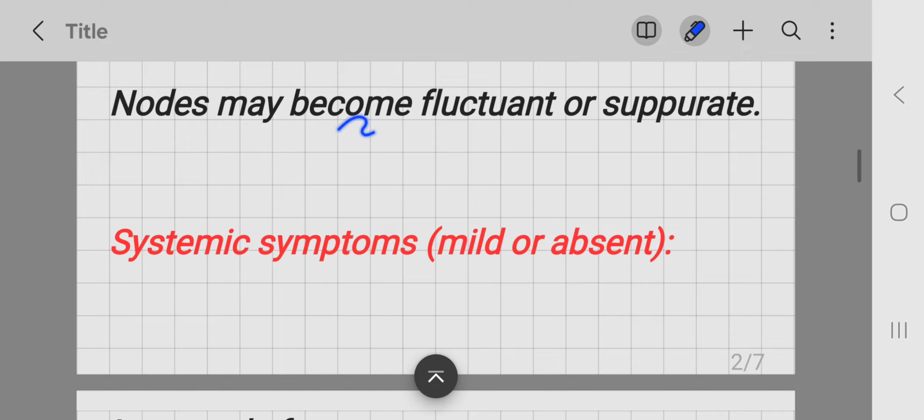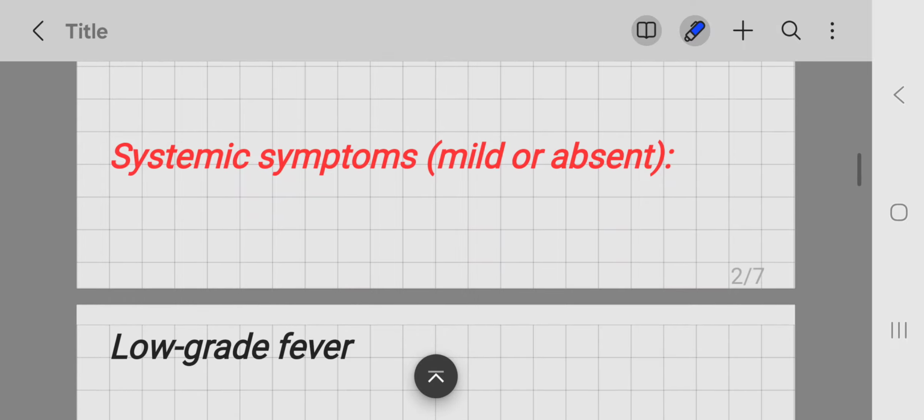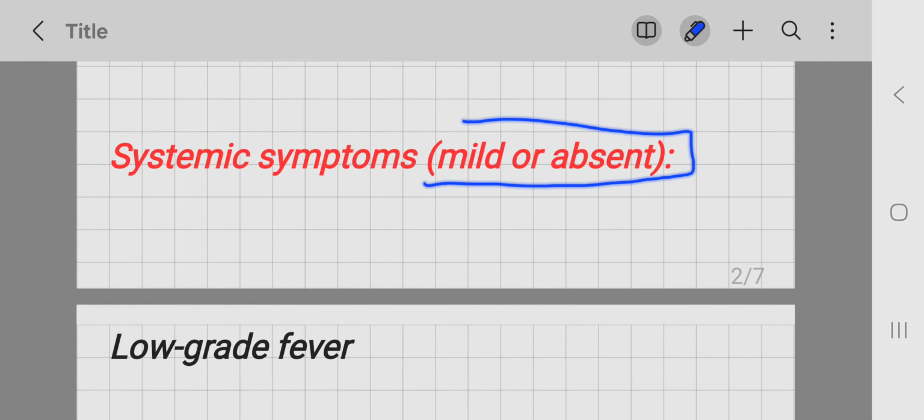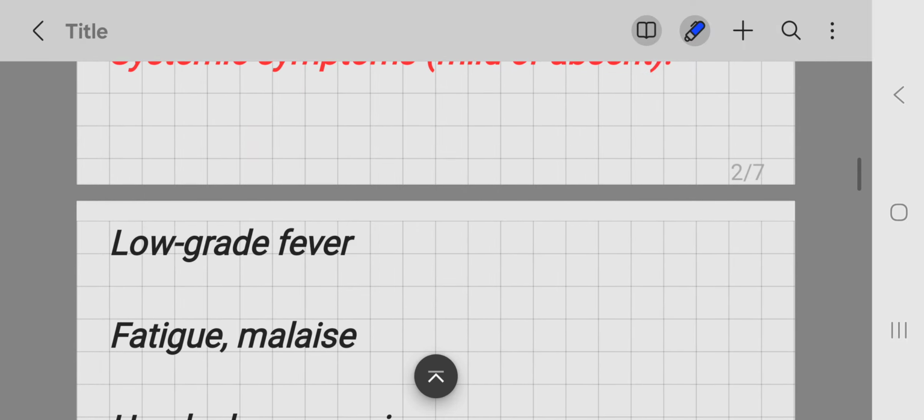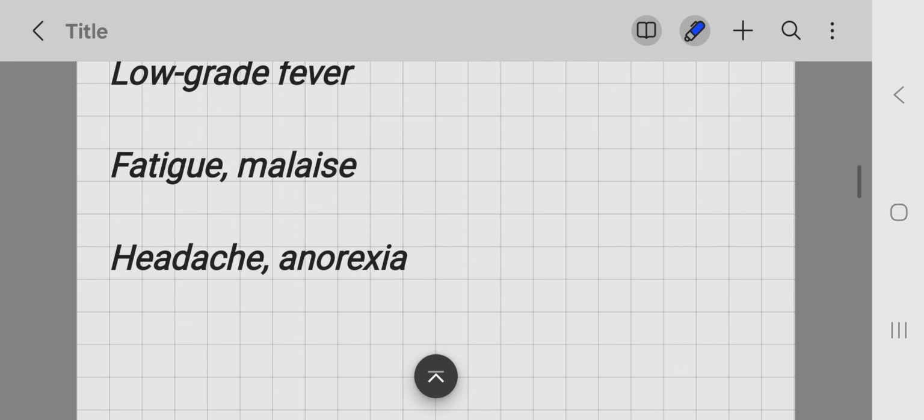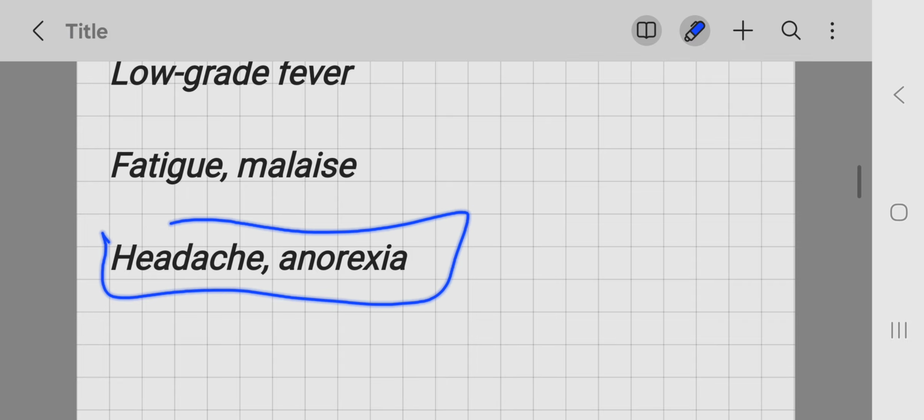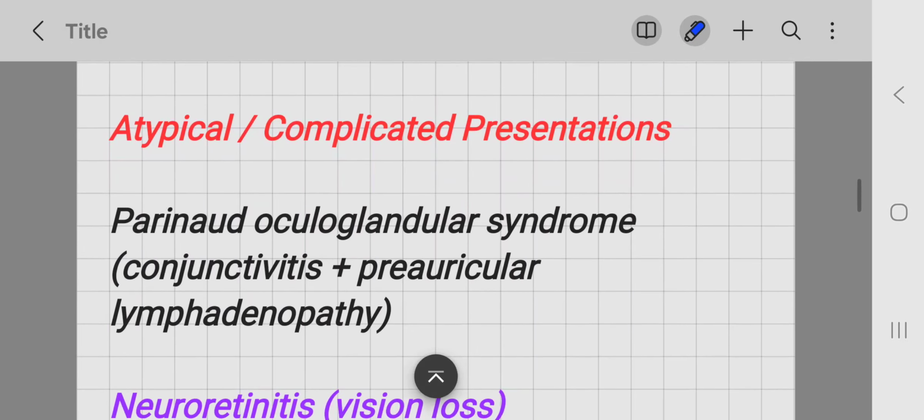Nodes may become fluctuant or suppurative, that is, they may contain pus. Systemic symptoms may be mild or absent. These include fever, fatigue and malaise. As with any other fever, headache and anorexia are also observed.